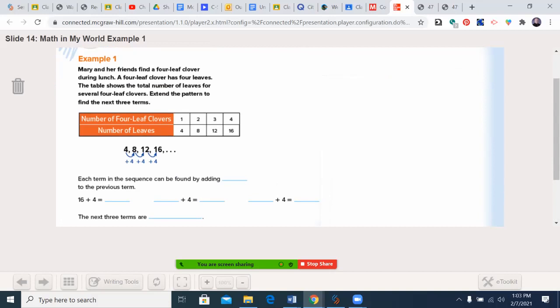In our example, it says Mary and her friends find a 4-leaf clover during lunch. A 4-leaf clover has 4 leaves. The table shows the number of leaves for several 4-leaf clovers. Extend the pattern to find the next 3 terms.